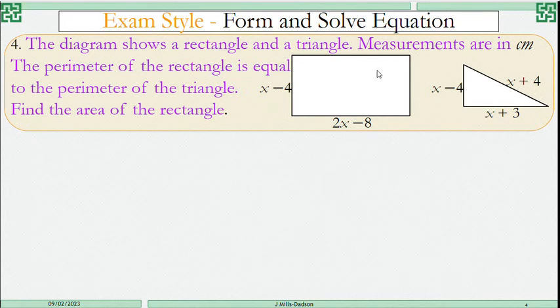So first, let's work out the perimeter. Perimeter is simply the distance around given shapes. So we're going to add all the distance around the rectangle. Let's start with the rectangle.